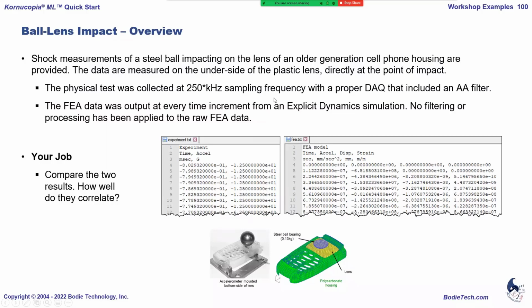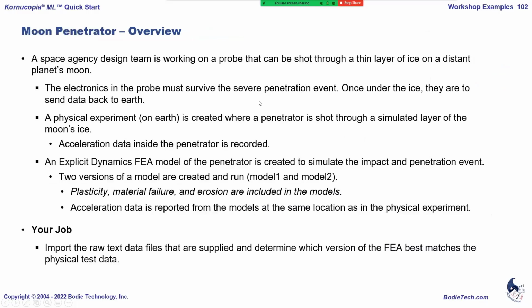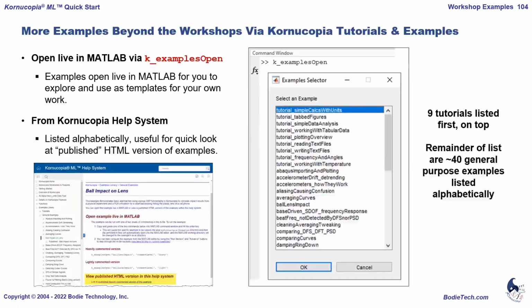And this shows using the K_regularize to regularize the FEA data and a few other things. This gives you a description of the kind of things you would do to process this example. And then the Moon penetrator is also a comparison between an experiment and FEA data. And there again, you'll have to do some manipulation of the FEA data to regularize it and such. Beyond that, there's a lot of examples in the Kornucopia code that can help you.